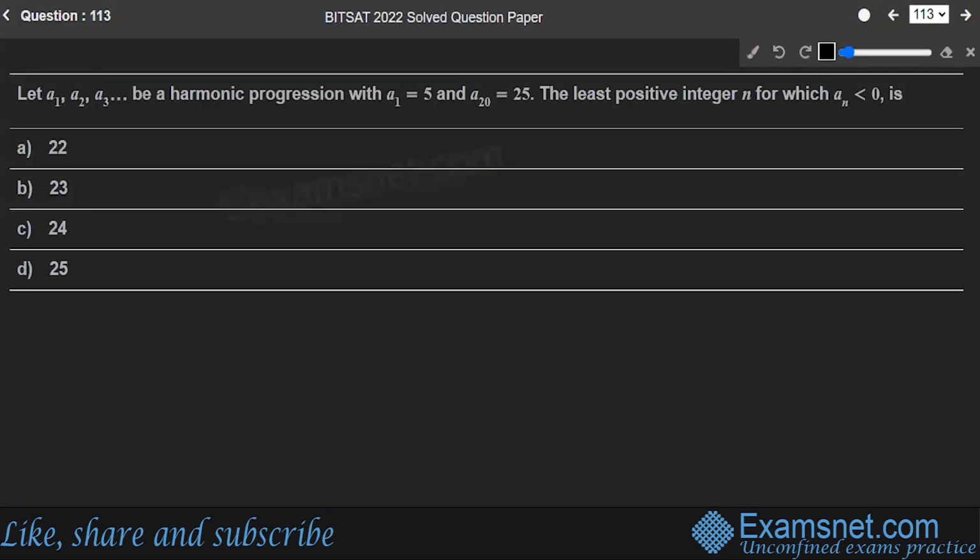So here you have question number 113. Let A1, A2, A3, and so on be in harmonic progression. A1 is equal to 5, A20 is equal to 25. Then the least positive integer n for which an is less than 0 is. So you have this, they are in HP. If they are in HP, that means 1 upon A1, 1 upon A2, 1 upon A3, and so on, are in AP. Let D be the common difference.